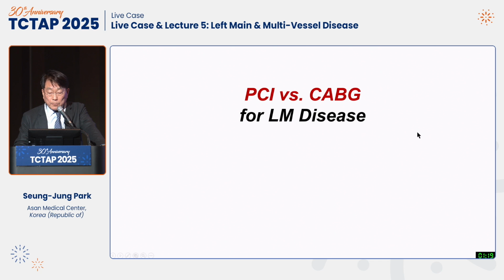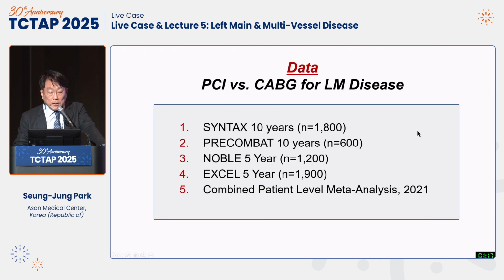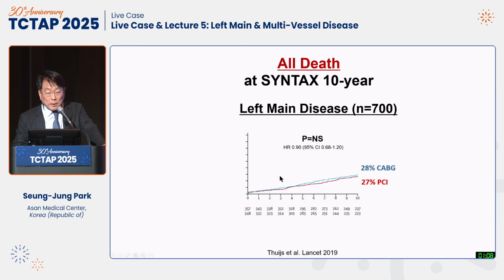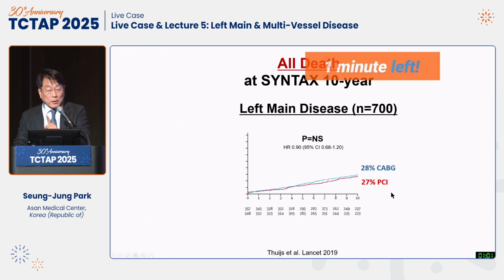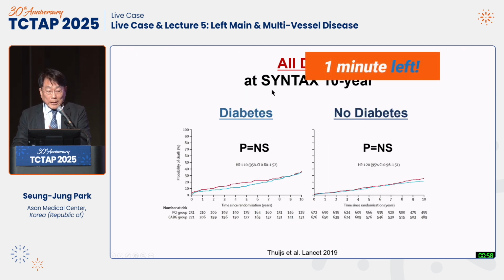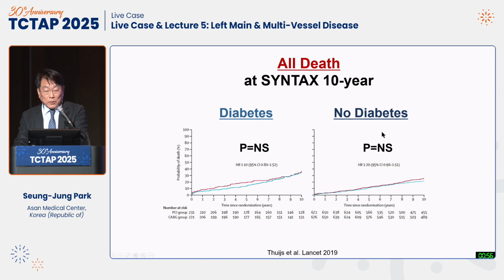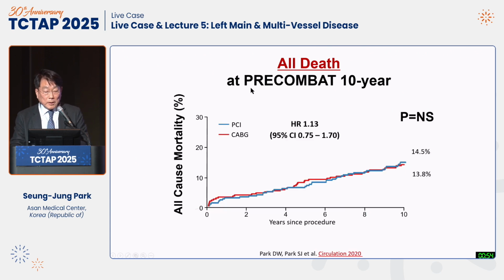PCI versus bypass surgery for left main disease, the data are quite limited. SYNTAX, PRECOMBAT, NOBLE, EXCEL studies, and combined. Look at this, very interesting findings. All deaths, subgroup, SYNTAX 10 years, no difference at all. Mortality concern, all right? You get 10 years data, diabetic, non-diabetic, no difference. This is our study, PRECOMBAT study, 10 years of follow-up, no difference in mortality.